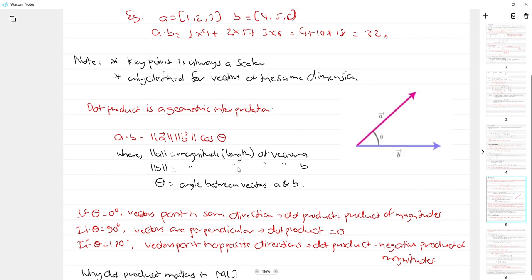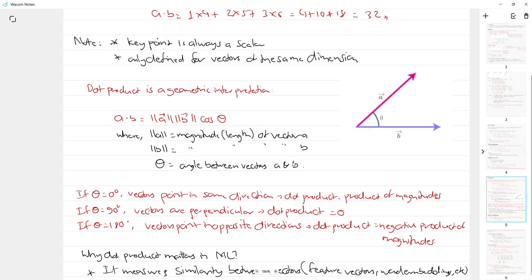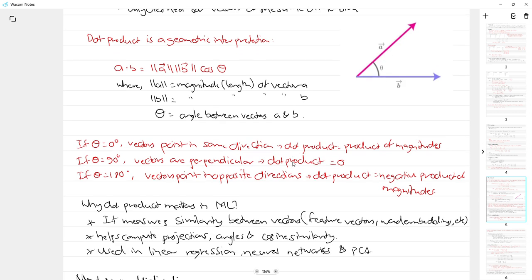This means that if these two vectors point in the same direction, then the cosine is 1, which means the dot product is positive and large. If they are perpendicular to each other, then the cosine value is 0, which means the dot product is 0. And if these two vectors are in opposite directions, then the cosine is minus 1, which means the dot product is negative.